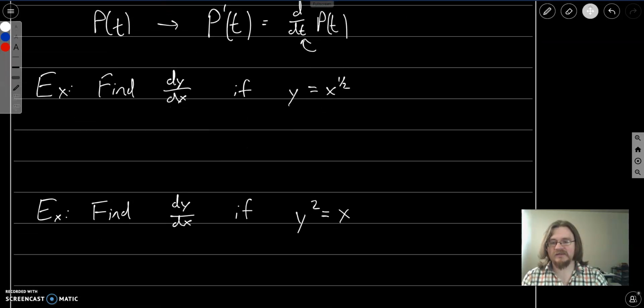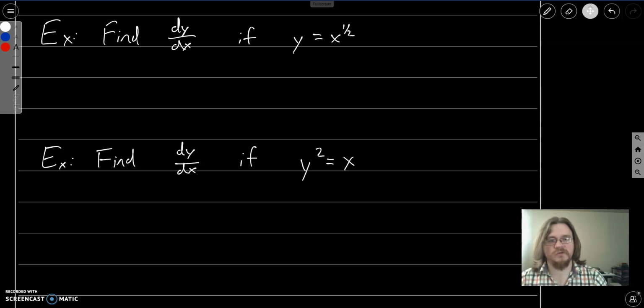So let's look at the next couple of questions. Let's find the derivative if y is equal to the square root of x. And let's find the derivative of y if y squared is equal to x. When we look at these, there isn't a whole lot of difference. Here y is equal to the square root of x, and here y squared is equal to x. If I square both sides up here, I'll see that y squared is equal to x. There is a subtle difference if we were to try to graph these.